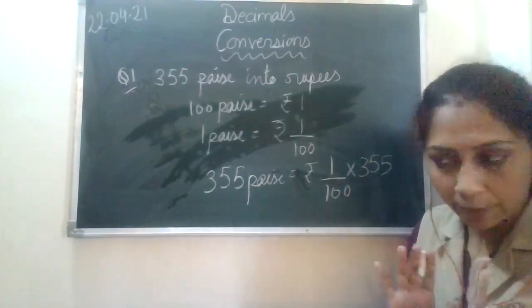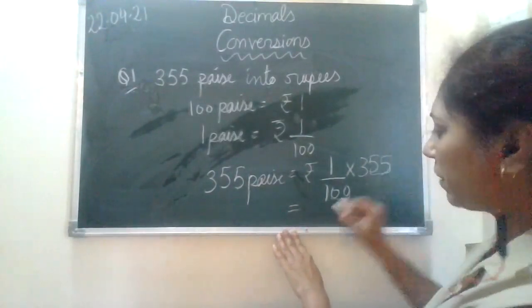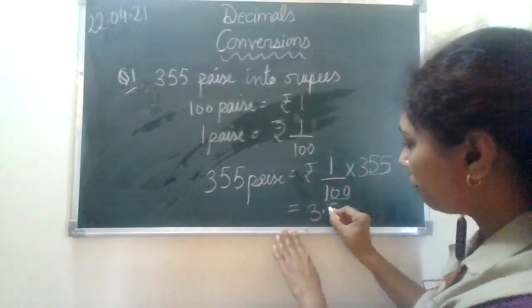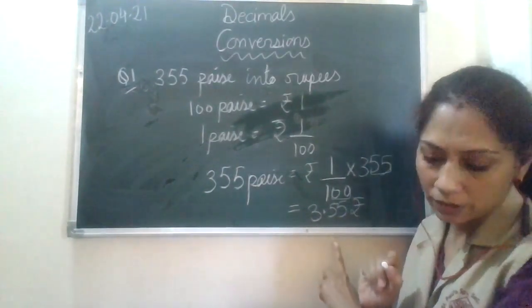Okay. ठीक है. So what you will get the answer, 2 zeros are there, so you will place the decimal. 3.55 rupees. Okay, this is the answer. Fine.